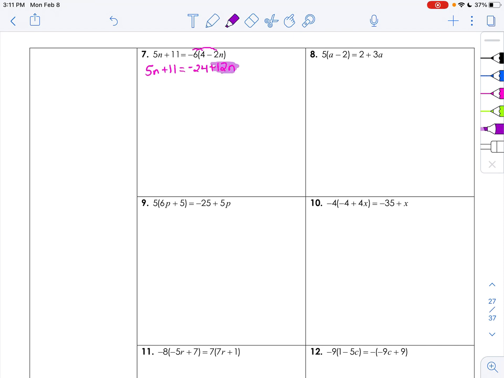So now I need to move my variable term, the 12n. I need to move it over to the left side. And to move it, we have to do the inverse operation. The inverse operation of 12n is minus 12n on both sides. So we're going to line it up with my other term that has an n. 5 minus 12 is 7n plus 11 equals negative 24. Because 12 minus 12 cancels out.